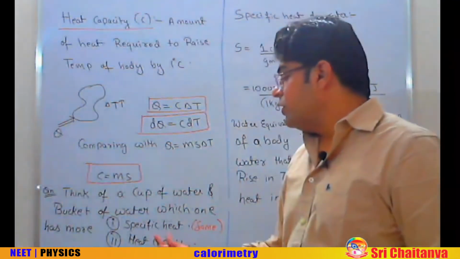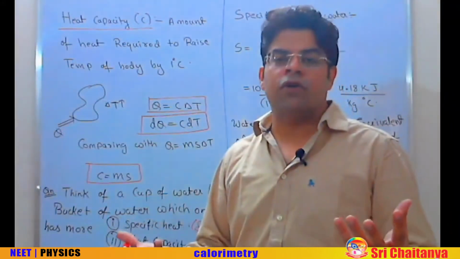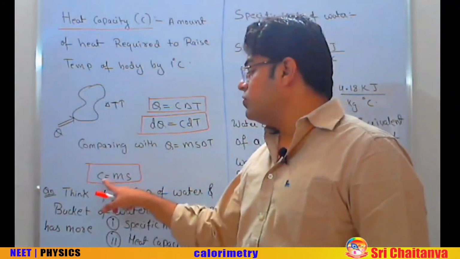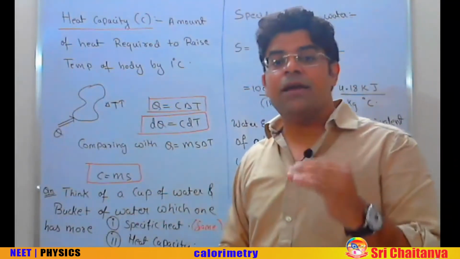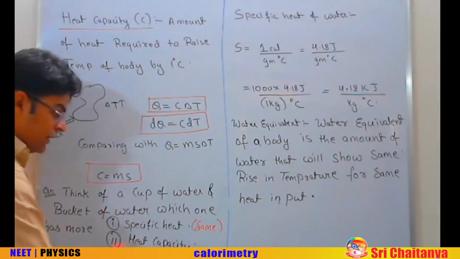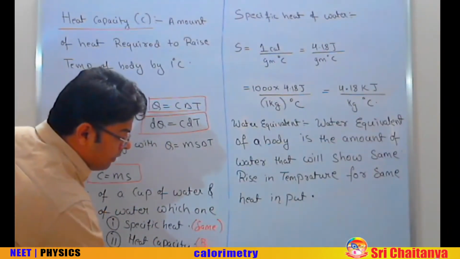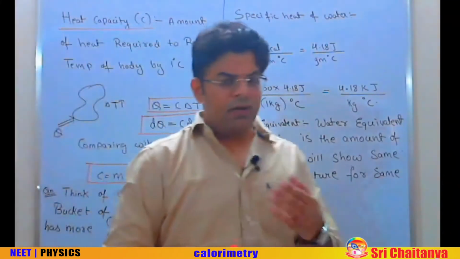Second question, heat capacity will be higher for which one? The cup of water or the bucket of water? The heat capacity equals mass times the specific heat. So the more the mass of the body, the higher is its heat capacity. So which one has more heat capacity? Answer is the bucket of water has got more heat capacity than a cup of water.